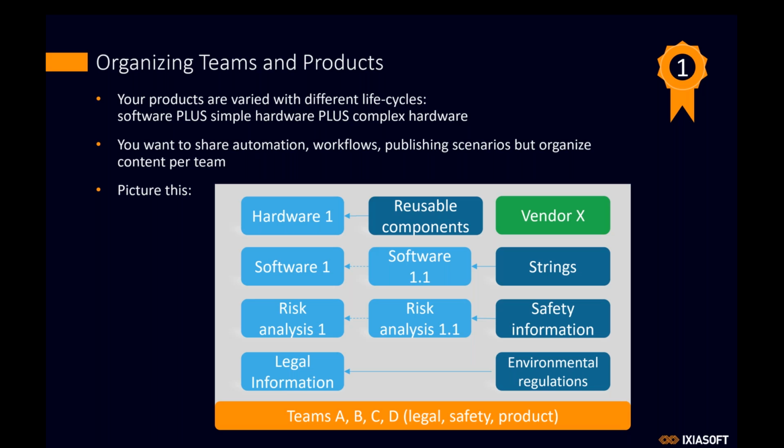In this example, imagine that your products are varied and somewhat only loosely related. Maybe you do have content that's for some software, maybe some simple hardware and complex software and complex hardware. And it's not necessarily common content between them. You still want to share the automation, the workflows, and the publishing scenarios, but the idea is to organize content per team.